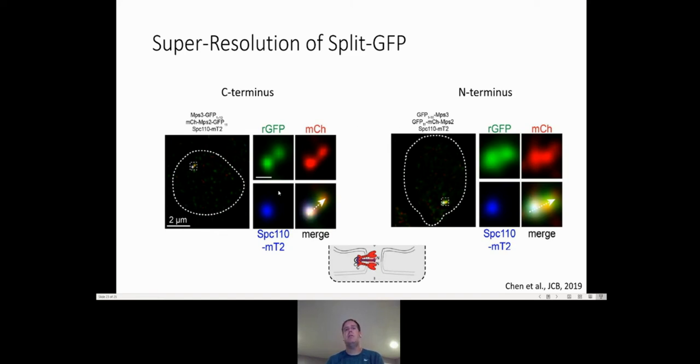And we get complementation in both cases, confirming the possibility of this parallel complex forming here. The other thing that was interesting is we also see complementation at the duplicated centrosome. And this duplicated centrosome hasn't inserted into the membrane yet. And this suggests that potentially MPS2 and MPS3 are involved at the duplicated centrosome, starting to remodel the membrane in preparation for insertion of this new centrosome. And that's an intriguing possibility that we want to pursue further.